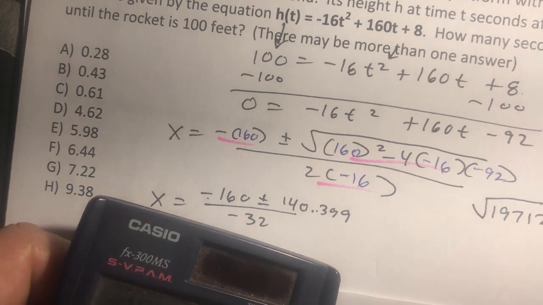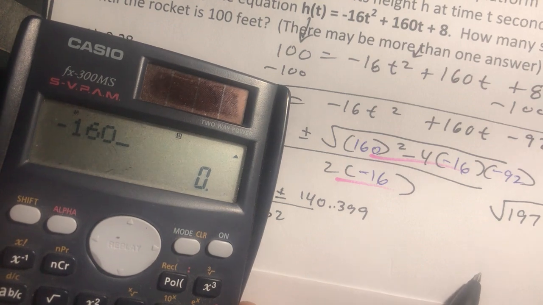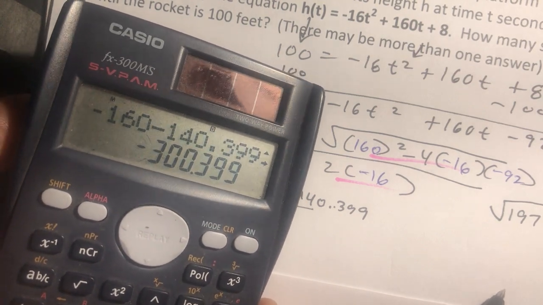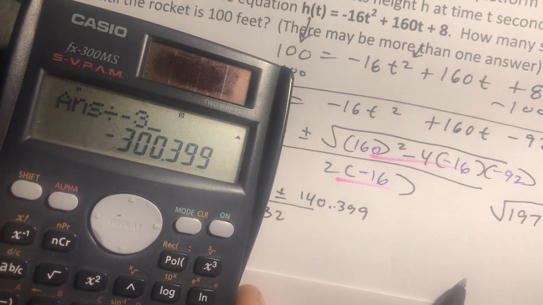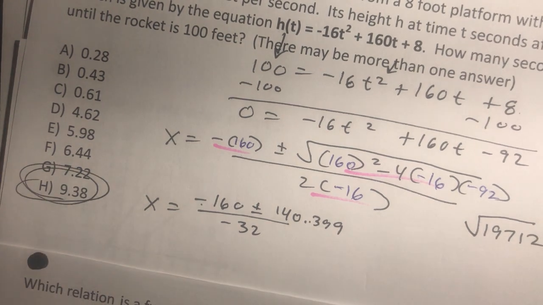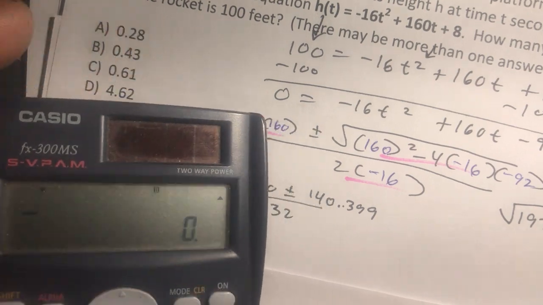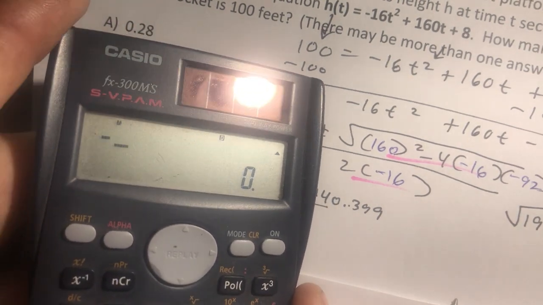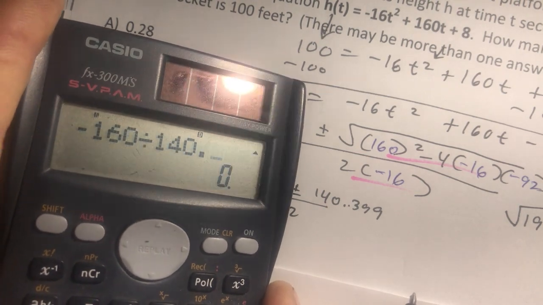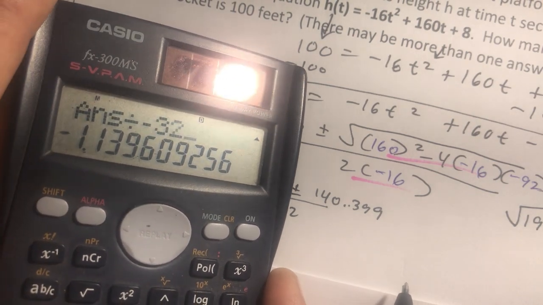Okay, let me type the other one. Negative 160 minus 140.399 equals, and then divide by negative 32. I got 9.38. That one's on there. All right, let me punch this again. Maybe I made a mistake. So let me type it in. Negative 160 plus 140.399 equals, and then divide by negative 32.